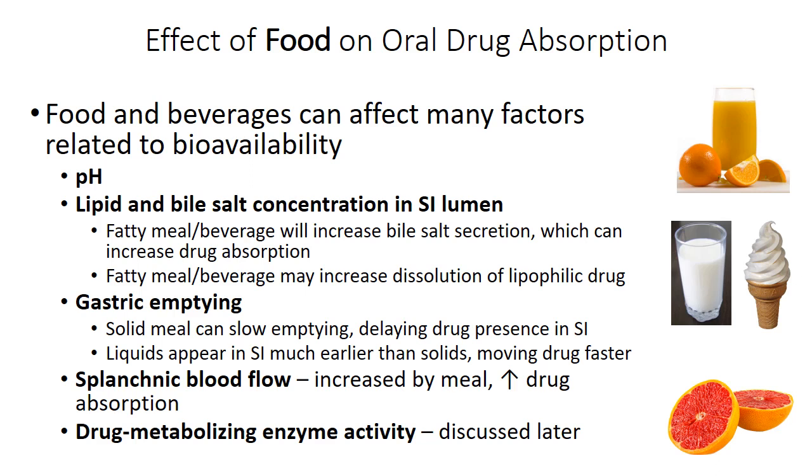Splanchnic blood flow. Remember, splanchnic vessels are the same as the mesenteric arteries and capillaries. That blood flow is increased by a meal, so in some cases a certain amount of food can actually promote drug absorption, because there's more blood flowing to the gastrointestinal system that can pull the drug and absorb it and get it out of there quicker. Remember we talked about the stagnant layer in the particles. We could pull more drug and diffuse more out of there if we pull more into the blood and get it away.